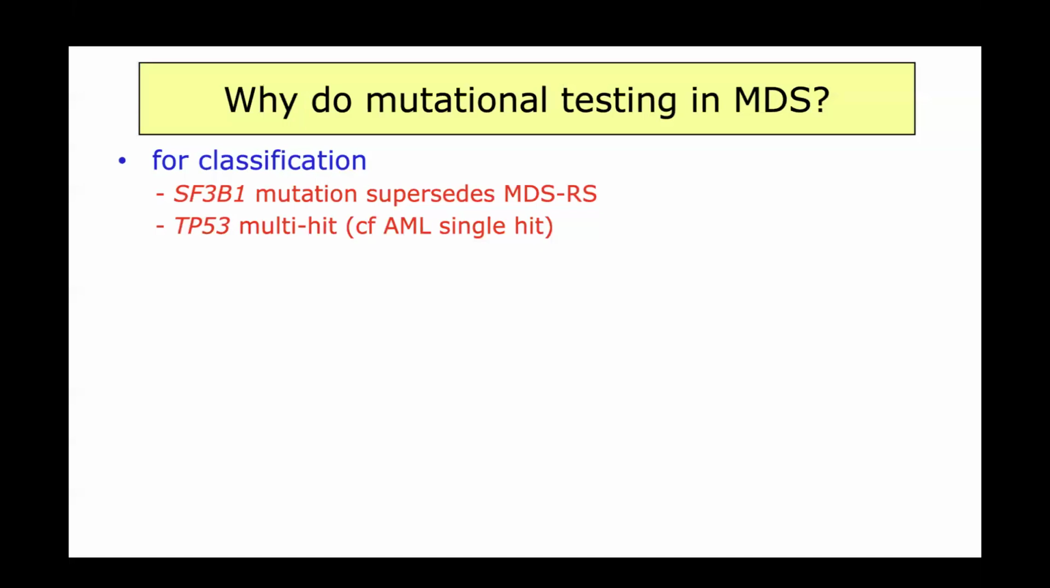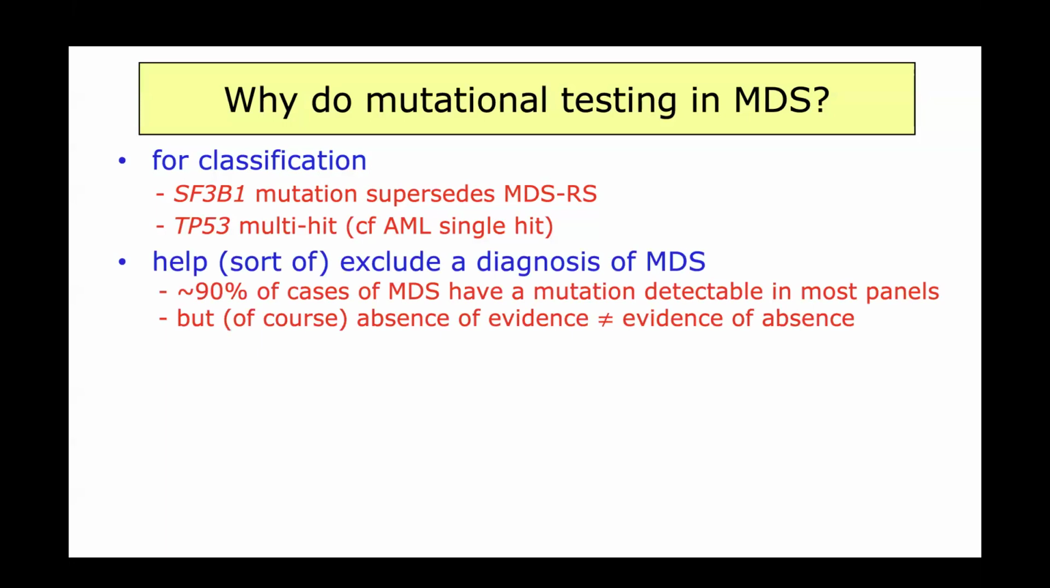In the end, why do mutational testing in MDS? You need to do it for classification. SF3B1 mutation supersedes now MDS with ring sideroblasts. TP53 multi-hit mutation is now a subtype of MDS, and the modalities, numbers and types and associated factors differ from those used to diagnose AML with mutated p53. Also, it kind of helps exclude a diagnosis of MDS. Although imperfect, about 90% of patients with MDS will have a mutation on most standard panels, but of course the absence of evidence does not imply evidence of absence.